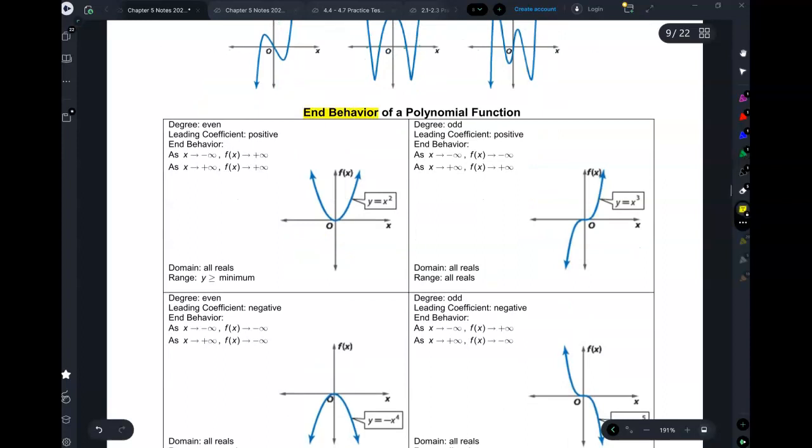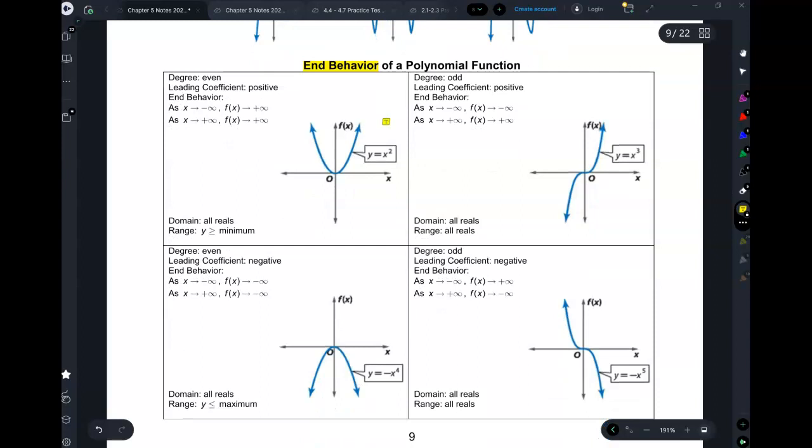Okay, let's talk about end behavior. End behavior is basically how the function behaves at the very ends.